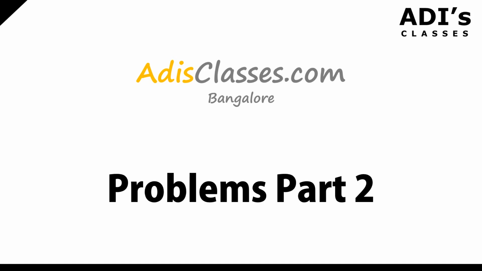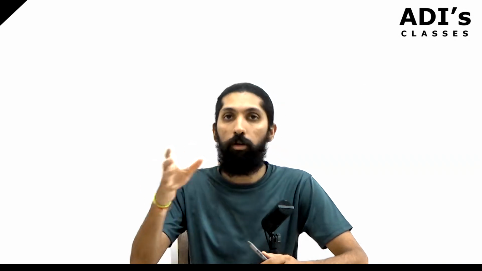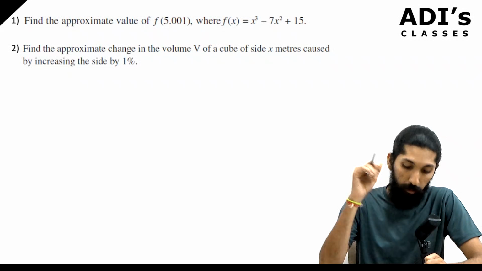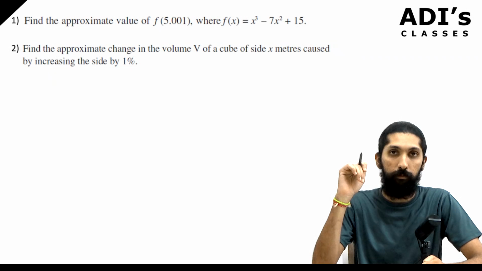These are the second type of problems that you have. So you do have approximation, but not like the previous one. All right, look at the first one. Find the approximate value of f of 5.001, where f of x is given by this.